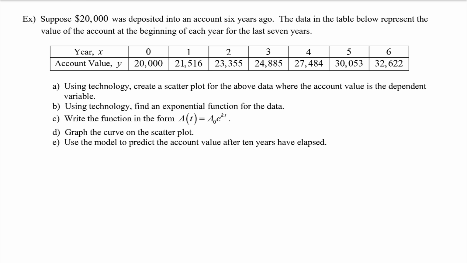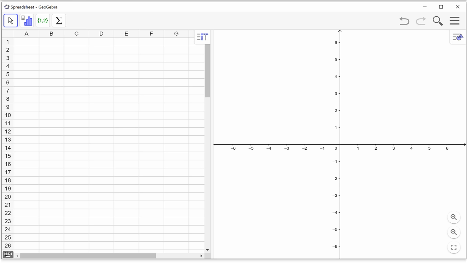So again, you can use any software you feel comfortable with. I'm going to use GeoGebra because I'm comfortable with it. Desmos is fine too if you want to go that route. Or if you know how to use a graphing calculator to do this, feel free. But I'm going to show this using GeoGebra. So first thing we got to do is type this data in. On GeoGebra, you type it into the spreadsheet part here.